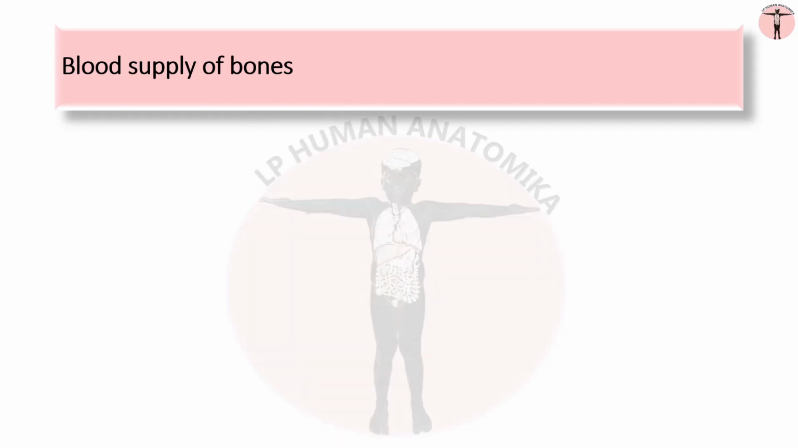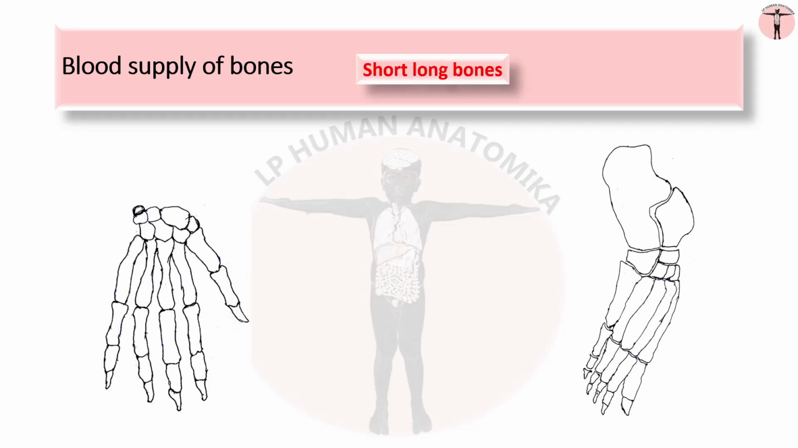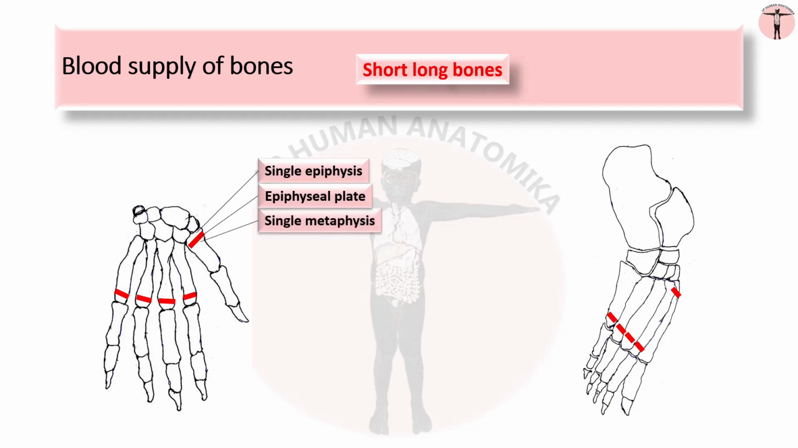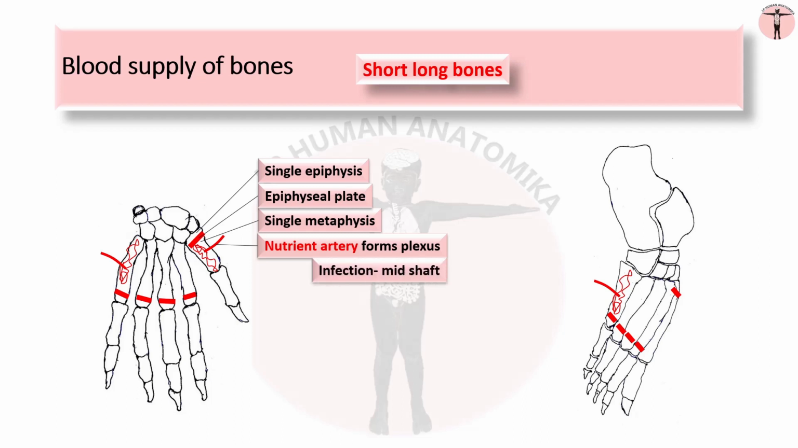So, coming to the second type of bone, blood supply to short long bones. These bones possess a single epiphysis, single epiphyseal plate, and therefore a single metaphysis at only one end of each short bone. The nutrient artery enters the middle of the shaft and immediately divides, forming a plexus. That is why infection begins in the middle of the shaft of the short long bones in early years of life. On the contrary, in typical long bones, infection is mostly confined to the metaphyseal ends of the shaft because of hairpin-like loops of nutrient vessels.